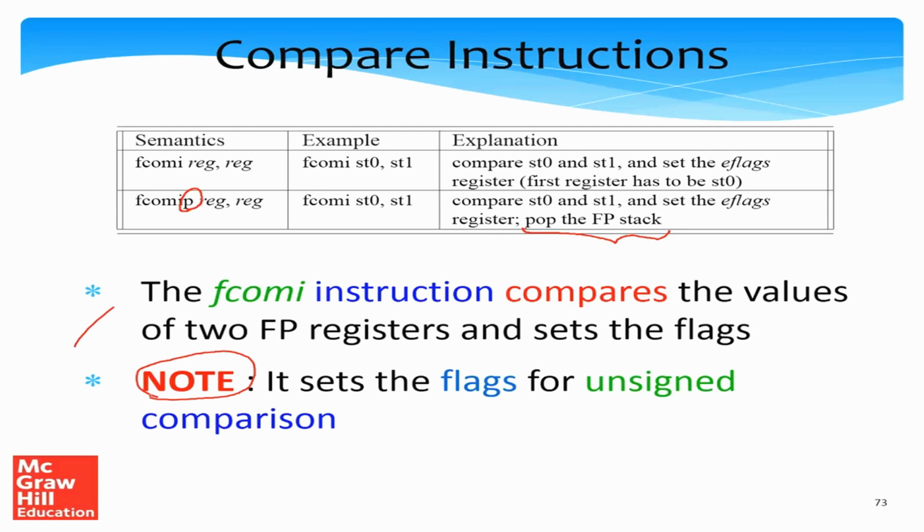So let me draw a circle over here. The important point is that the flags are set for unsigned comparison, not for signed comparison. So recall that we had different kinds of flags. So basically the condition codes that we need to use are essentially below and above.